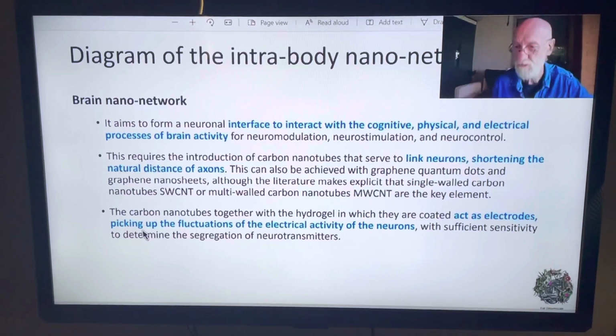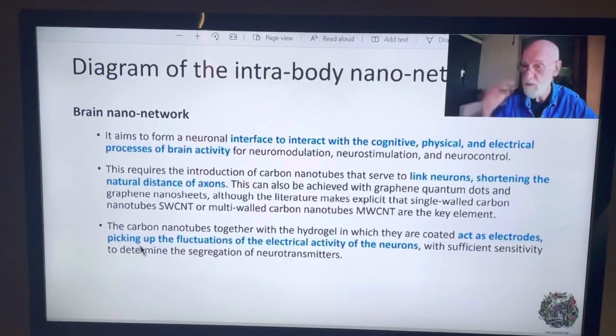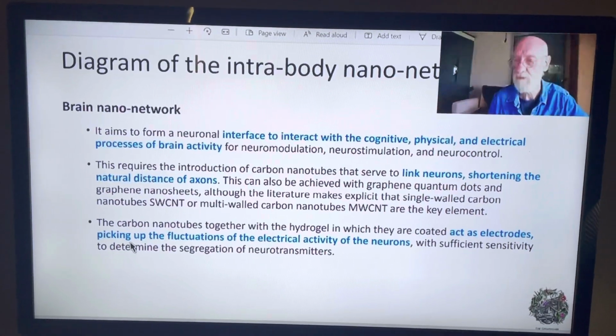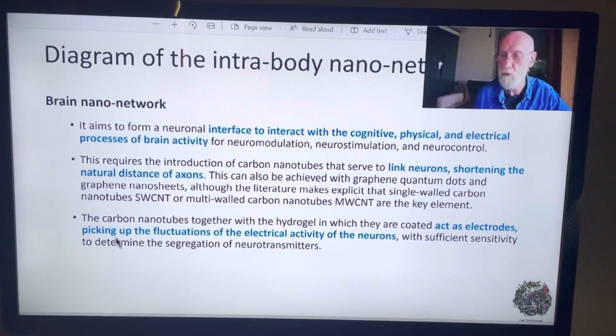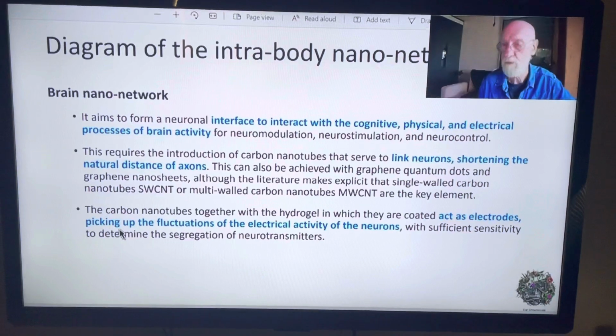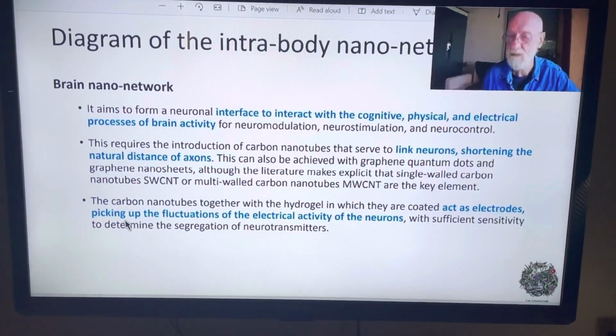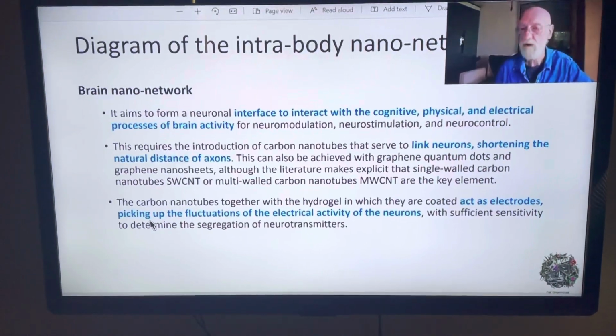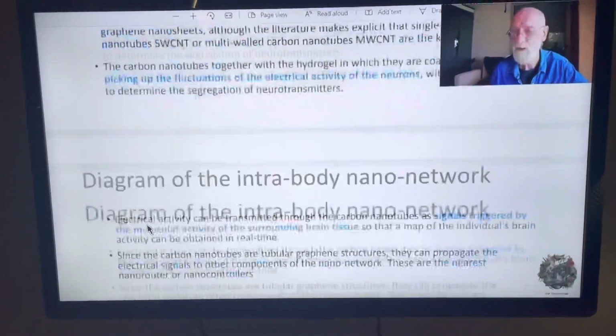of axons. This can be achieved with graphene quantum dots and graphene nanosheets, although the literature makes it explicit that single-walled carbon nanotubes or multi-layered carbon nanotubes are the key element. Interesting stuff, folks. Diagram of the body nano network.